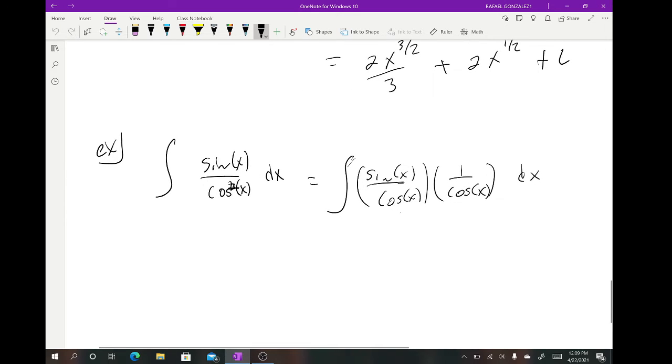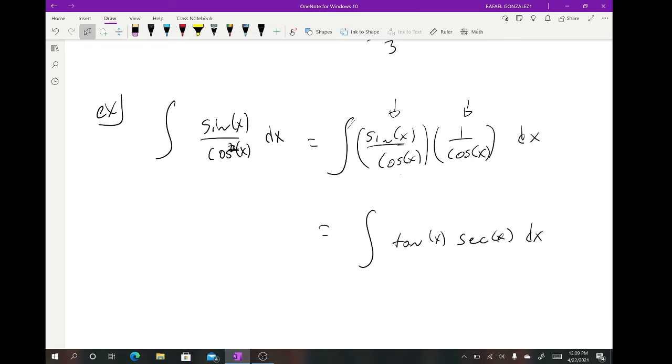I cannot say, okay, let me do the integral of this and then the integral of the other. Can't do that. But notice that this first expression here, sine over cosine, is the same thing as tangent of x. And if you remember your trigonometric identities, 1 over cosine is the same thing as secant of x. And we're multiplying them. We have secant of x times tangent of x.